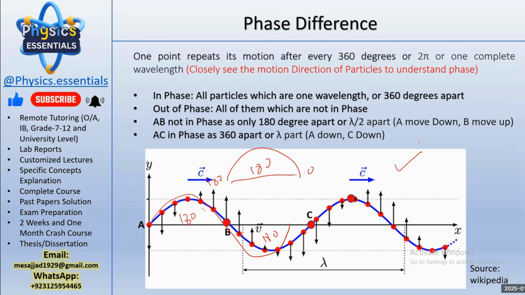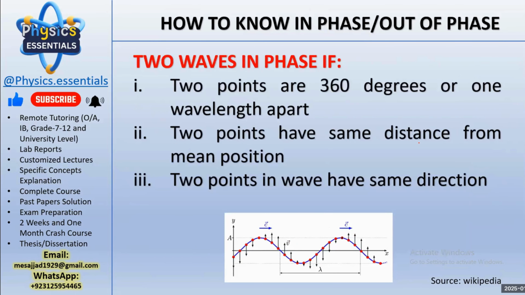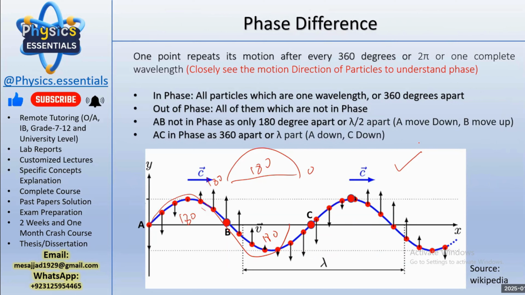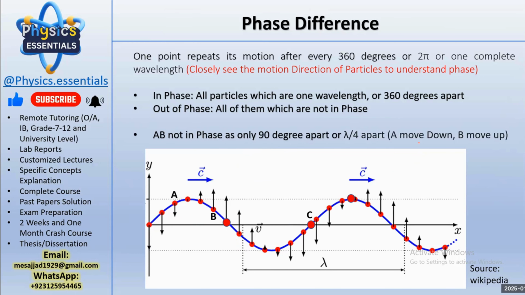Okay. Now, what about A and B? A is moving down while B is moving up. So the third condition is not met. So we will say that the waves are not in phase. We won't check the other two because the direction is not the same. Although you can check for your understanding that A and B are only 180 degrees apart, not 360 degrees.